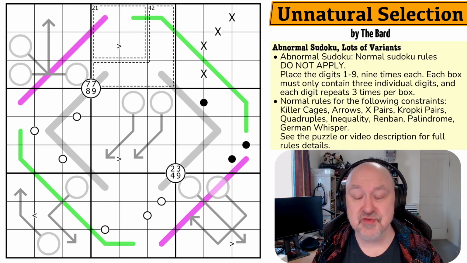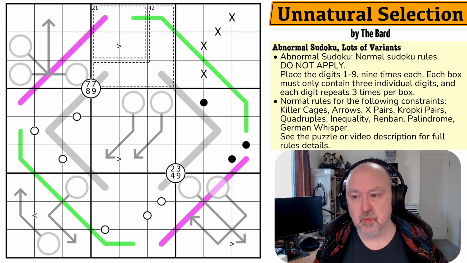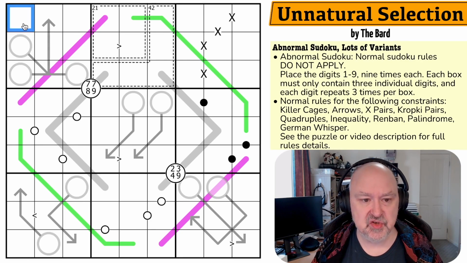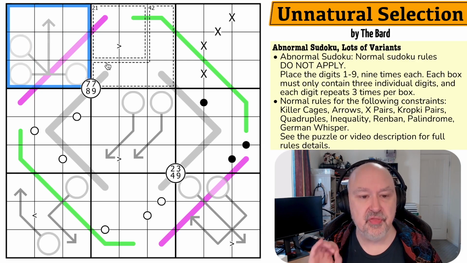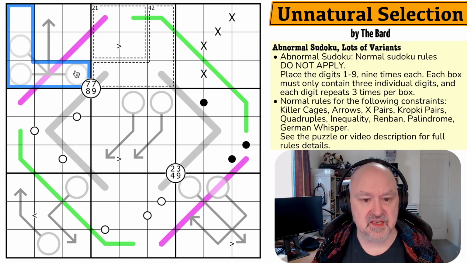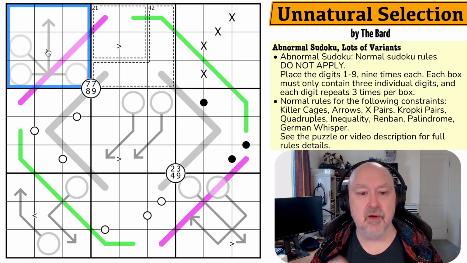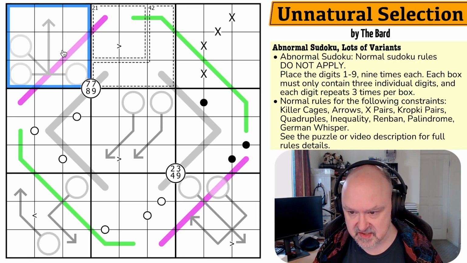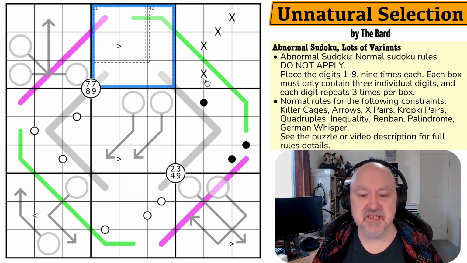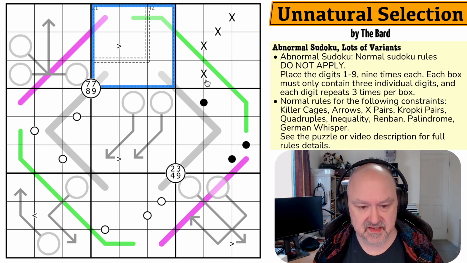Normal Sudoku rules do not apply. We need to place the digits 1 to 9, 9 times each. Each box must only contain 3 individual digits. So this box will only contain 3 different digits, and each digit repeats 3 times per box. I don't know what those digits are, but there will be 3 instances of 3 different digits. Same in here. So there'll be 3 boxes that each contain 3 instances of a particular digit. So that's going to be a weird one and something to figure out. I have no idea how that's going to work.